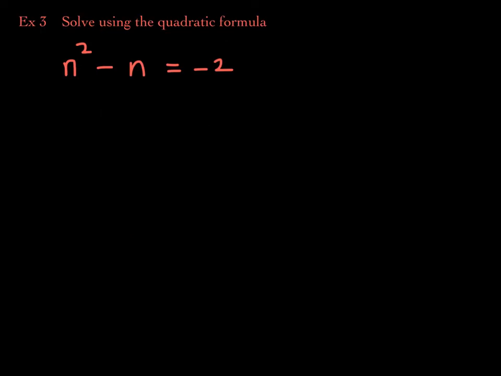All right, this will be the last problem like this, okay? It's not the end of the lesson, but it is the last problem like this. Solve using the quadratic formula. All right, we need every term on one side and then 0 on the other. So let's add 2 to both sides.